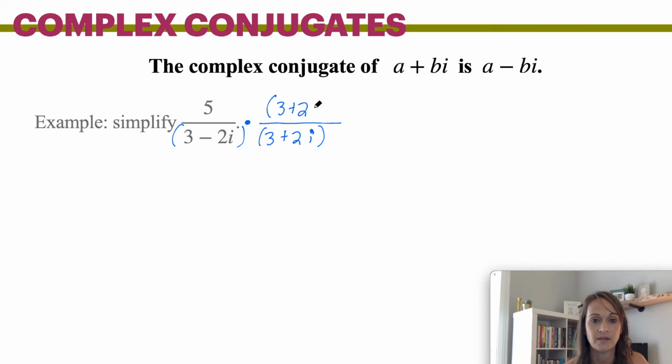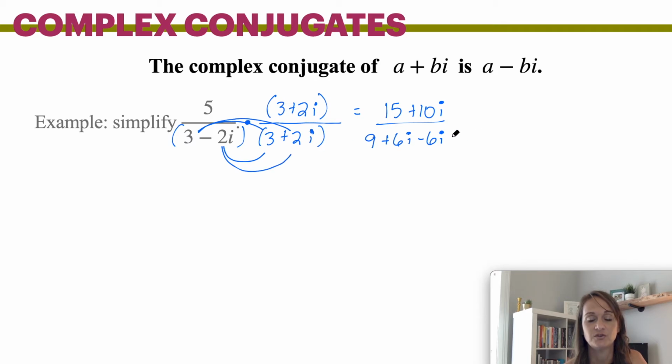And whatever you multiply on bottom, you must multiply on top. So on top, you're going to distribute: 5 times 3 is 15, and 5 times 2i is 10i. On bottom, when you FOIL, you'll get 3 times 3 is 9, 3 times 2i is 6i, negative 2i times 3 is negative 6i, and negative 2i times negative 2i is going to give me negative 4i squared. Something nice happens in this case.